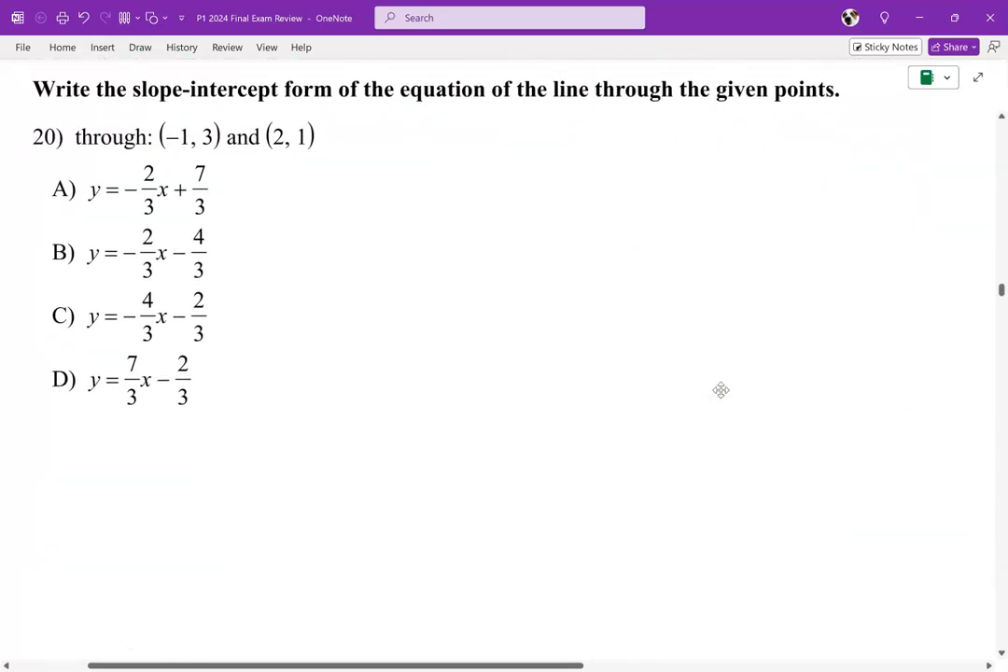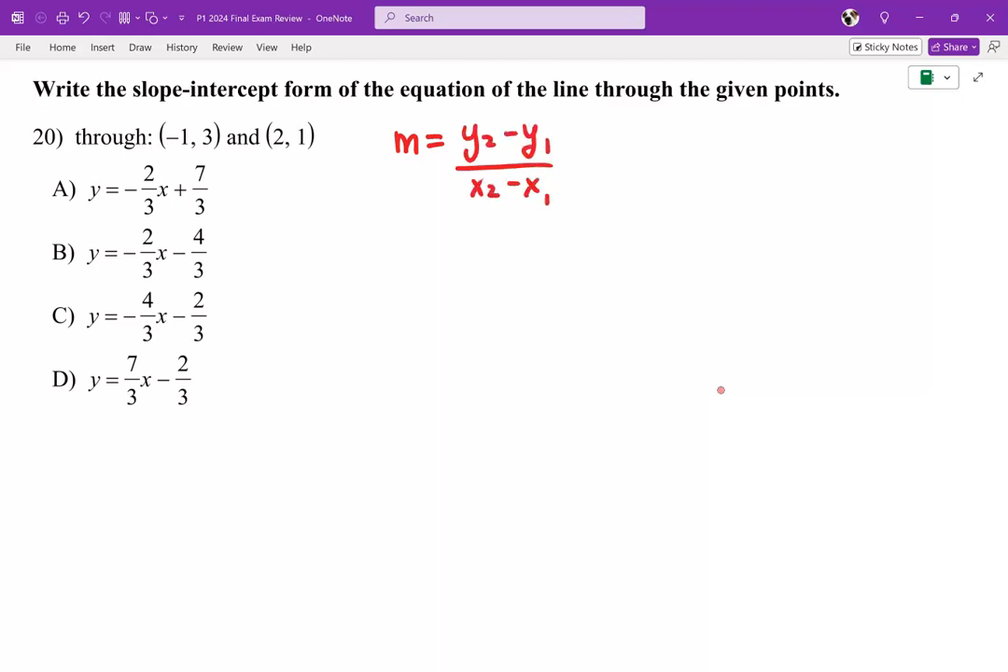All right, write the slope-intercept form of the equation of the line through the given point. This time they didn't give me the slope or the y-intercept, so I've got to figure out both. In the previous problem they gave me the slope, I just had to figure out the y-intercept. If you're given 2 points, always start with slope. So m is equal to y2 minus y1 over x2 minus x1. I'll label x1, y1, x2, y2 on my points up there, and plug them into my equation.